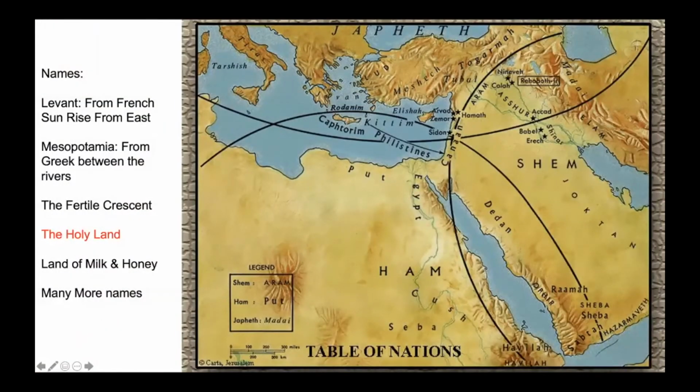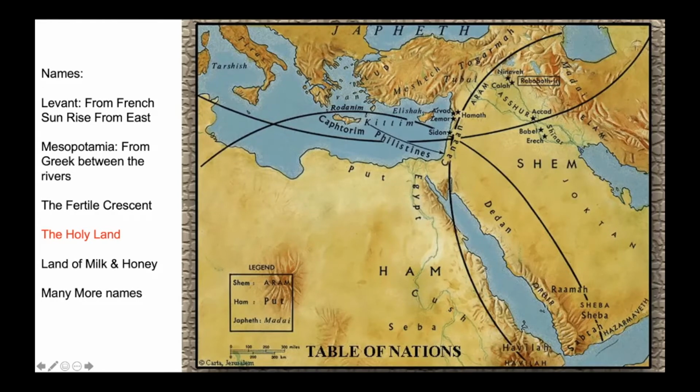Before doing that, there are so many names for the Fertile Crescent. One of them is the Levant, which comes from the French. The French are from the west, and they saw the sun rise up from the east. So the Levant literally means the rising of the sun from the east. Another name for this part of the world is Mesopotamia, which is a Greek word meaning between the rivers. Which rivers? The Euphrates, Tigris, and the Nile. All this area is the promised land.